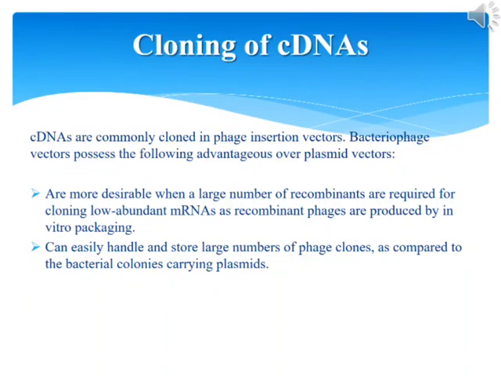The next step is the cloning of cDNAs. cDNAs are commonly cloned in phage insertion vectors. Other than phage, there are some other vectors which can also be used to clone cDNAs. But bacteriophage vectors possess a few advantages over plasmid vectors. Those advantages are: bacteriophages are more desirable when a large number of recombinants are required for cloning low abundant mRNA, as recombinant phages are produced by in vitro packaging. It can easily handle and store a large number of phage clones as compared to bacterial colonies carrying plasmids.